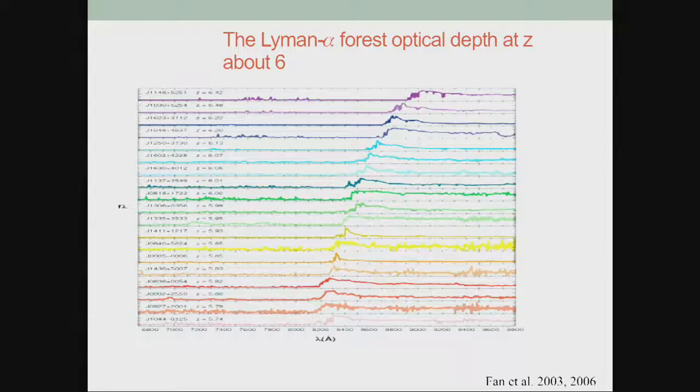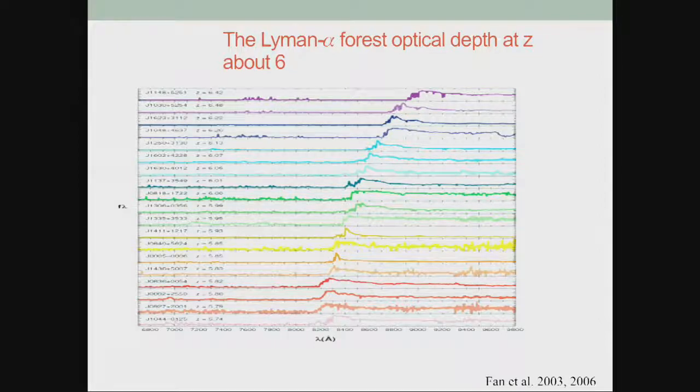Now, in this figure, the quasars are ordered in such a way that the lowest one is the lowest redshift, but this is very high redshift. This is redshift 5.74, right? And you can see that we go to higher and higher redshifts. How do we know that? From the position of the Lyman alpha emission, the Lyman alpha feature. It goes in that direction. It means it's higher redshift.